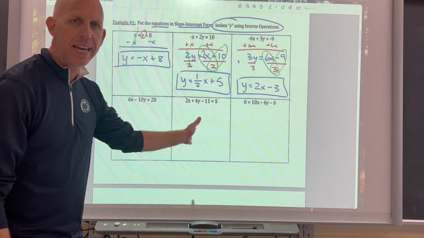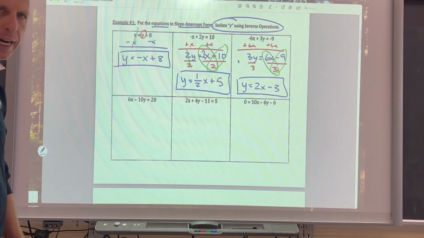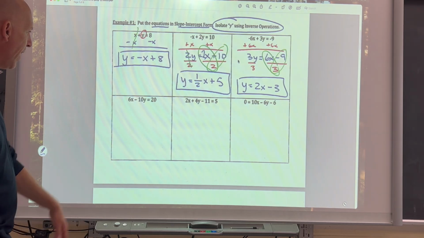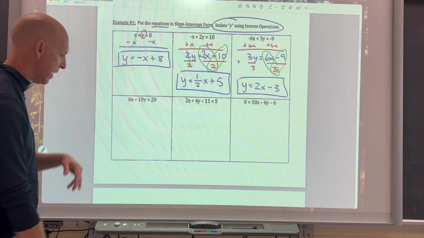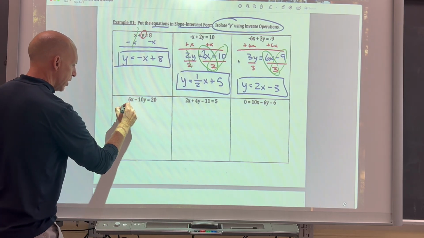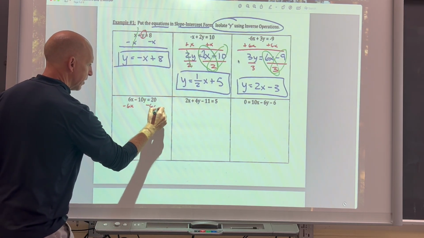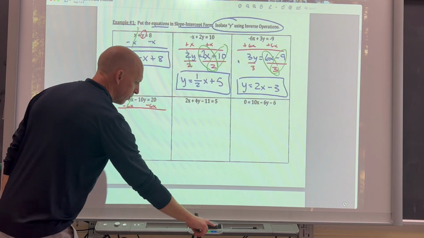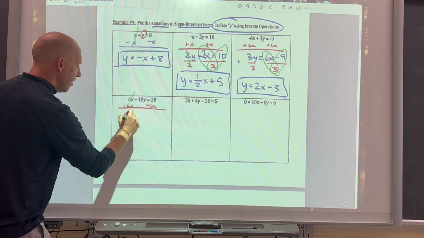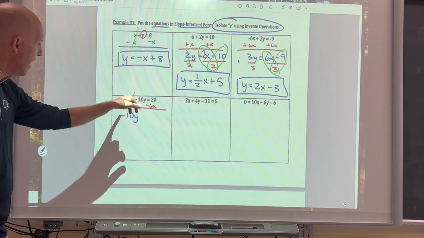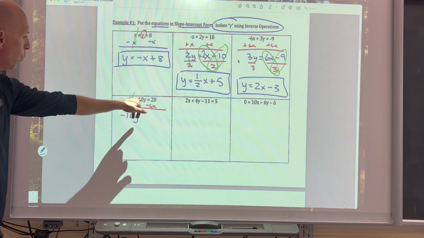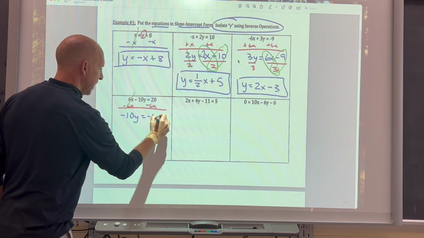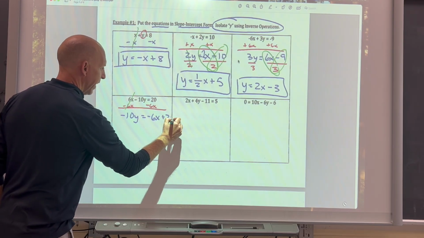All right, stick with me. Last 3, but these are the most challenging. 6x minus 10y equals 20. Hey, I need to get rid of this 6x. So I'm actually going to subtract 6x from both sides. Now, look what I get here, guys. I got negative 10y. Don't miss that negative. That minus sign sticks with the 10. Negative 10y equals negative 6x plus 20.